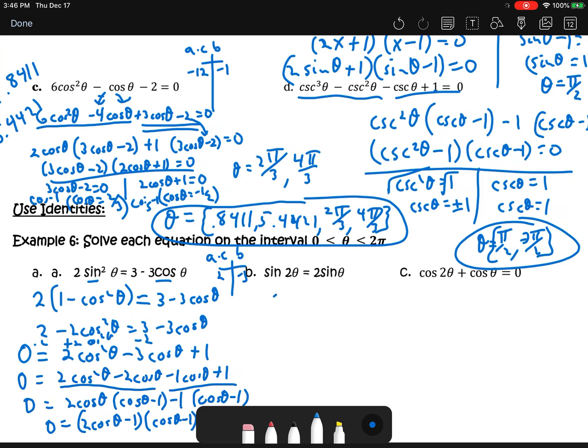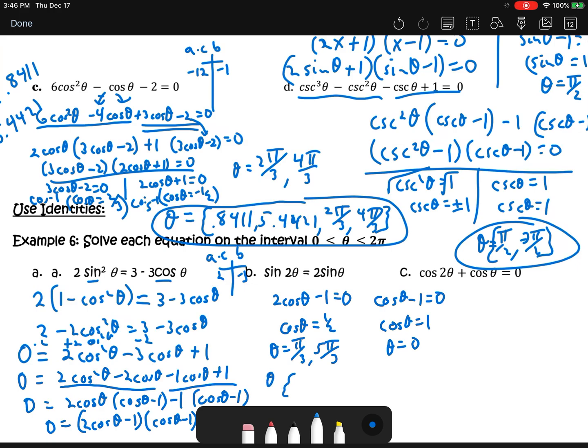Now I'm running out of room, but I'm going to set this one equal to 0 and this one equal to 0 and solve. So cosine theta equals 1/2, cosine theta equals 1. When is cosine 1? 0. When is cosine 1/2? Pi over 3 and 5 pi over 3, correct? So theta would equal 0, pi over 3, and 5 pi over 3.